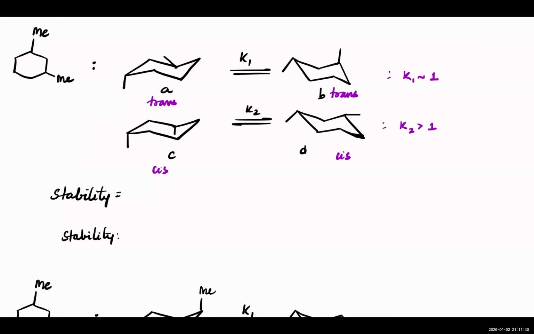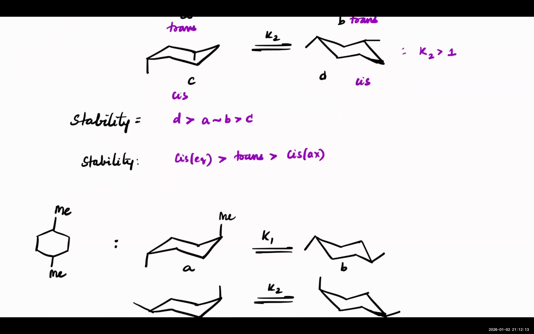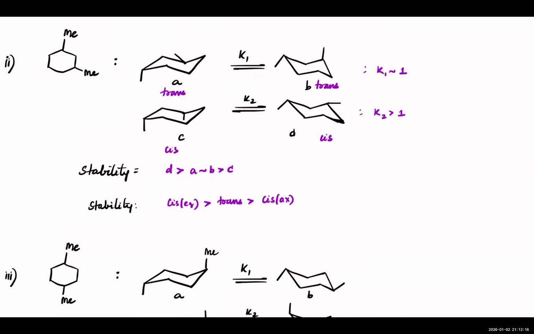Stability wise, if you compare, definitely the D part is the most stable. Then A and B are equally stable, and the C part is the least stable. Have you noticed? The cis itself is the most stable, and cis itself is the least stable in this case. Correct? So I can say cis, which is in the equatorial, is most stable, then trans, then cis, which is in the axial position. This is the stability order. Everyone clear with that?